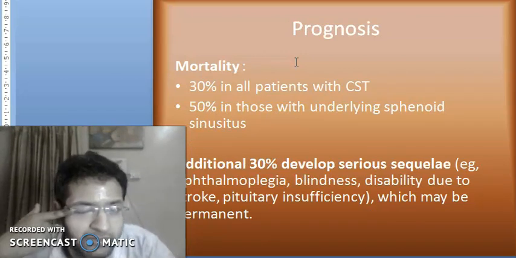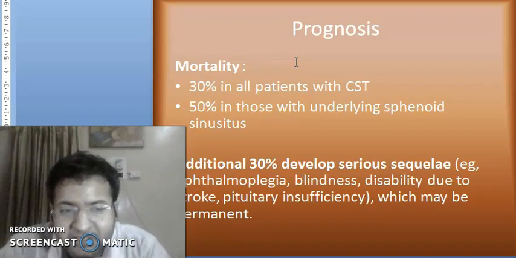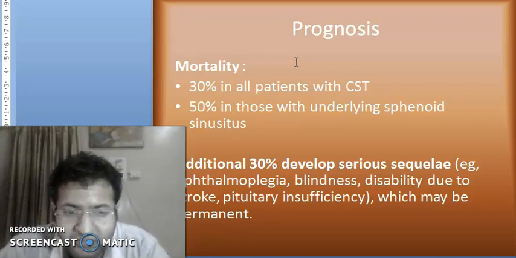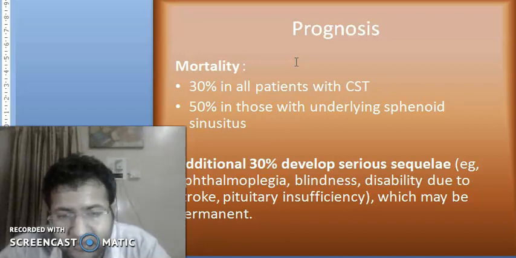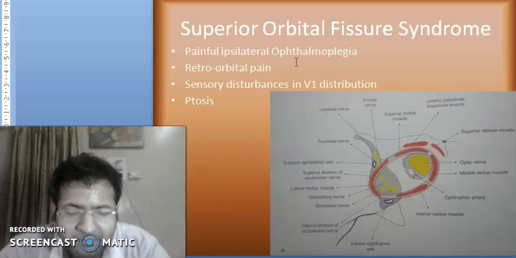What is the prognosis? There is a 30% mortality in all patients with cavernous sinus thrombosis, and if there is underlying sphenoid sinusitis, there is a 50% mortality rate. So the prognosis is worse if it is not treated. Additionally, 30% develop serious sequelae, for example, ophthalmoplegia, blindness, disability due to stroke, pituitary insufficiency, which may be permanent.